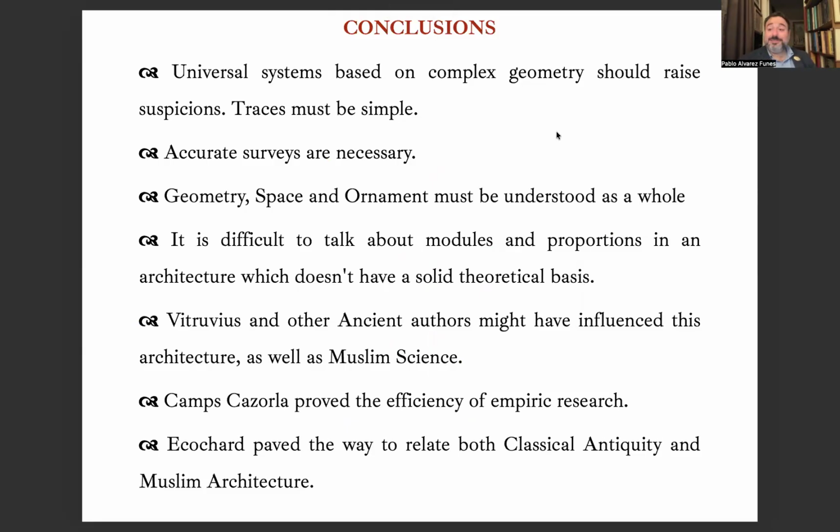And just to finalize, I hope that you have enjoyed all this. We haven't finished, but we're starting to. You have to be aware of some conclusions and some warnings. A universal system based on complex geometry should raise your suspicion. If it is too good to be true, it's probably not true. Traces must be simple. The simpler the trace, the closer it will be to being accurate. In that regard, accurate surveys are necessary, and we're going to talk about accurate surveys before we leave.